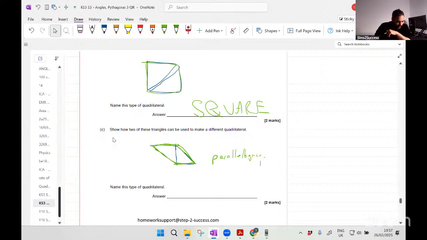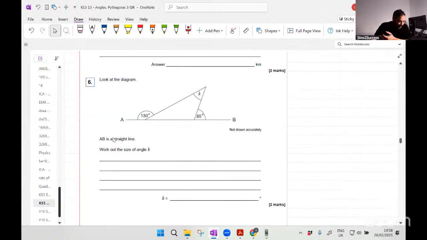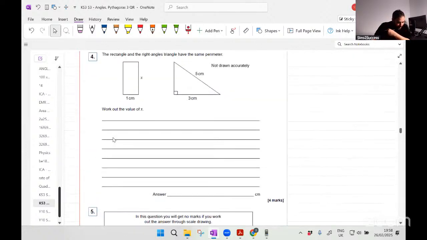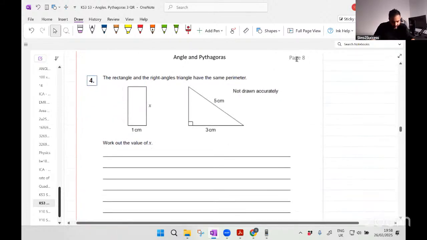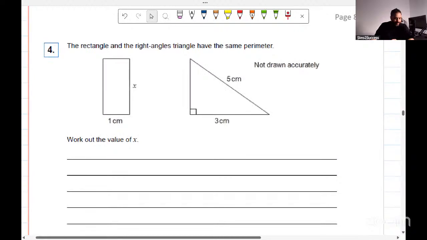Question 4, Year 9, question 4. This is applicable to everybody, by the way. Foundation, higher, all the other stuff. Oh, okay. Good question, I do say so. The rectangle and the right-angled triangle have the same perimeter. Work out the value of x.